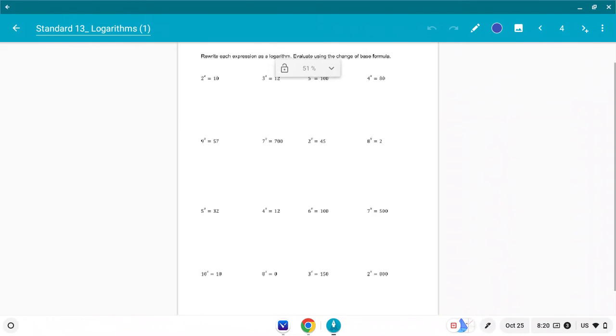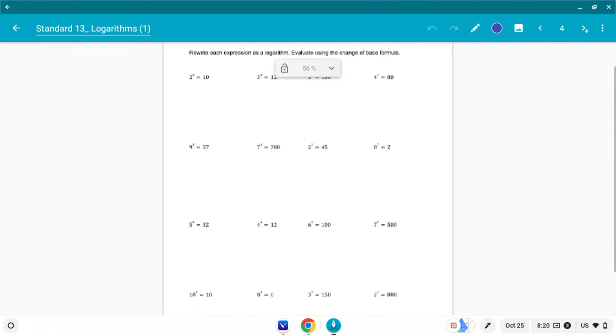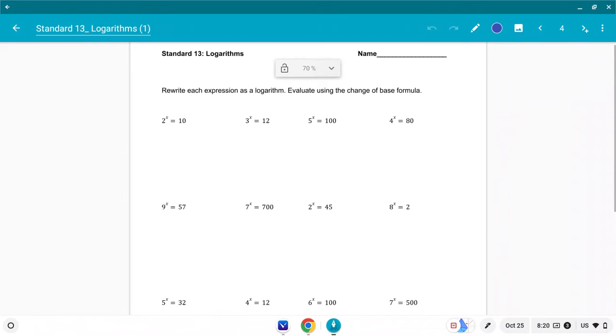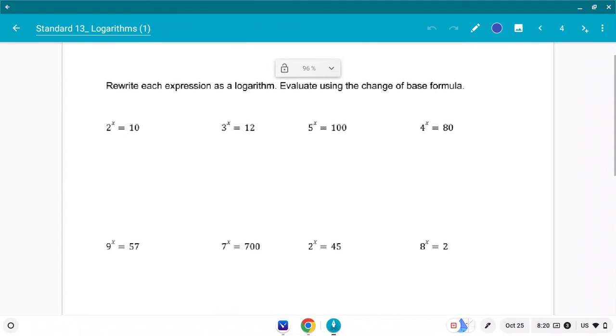So what we're going to do is a lot of practice, you guys. We're going to do the first 8 together, and then you guys are going to do the last 8 on your own and check your work. Evaluate using the change of base formula.